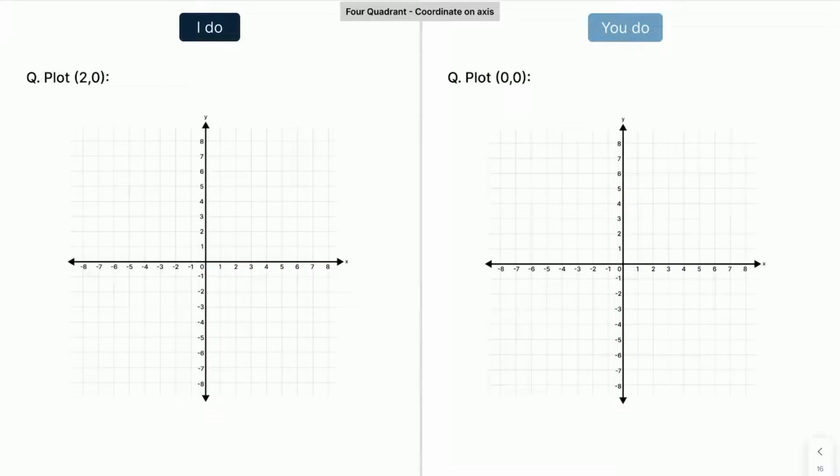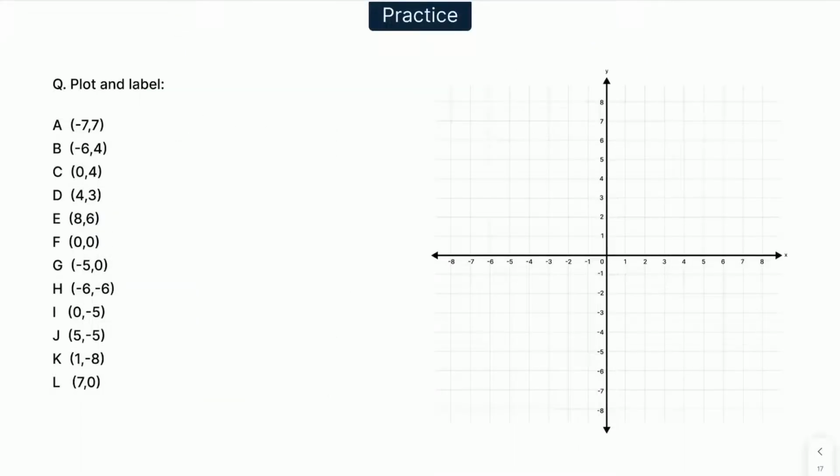And on the left, we have got x and y. So in x, we go to 2, and then we do not need to move in y. That stays there. Now, the right one is the origin coordinate. So in x, it is 0, and y is 0, so it stays right there in the center.